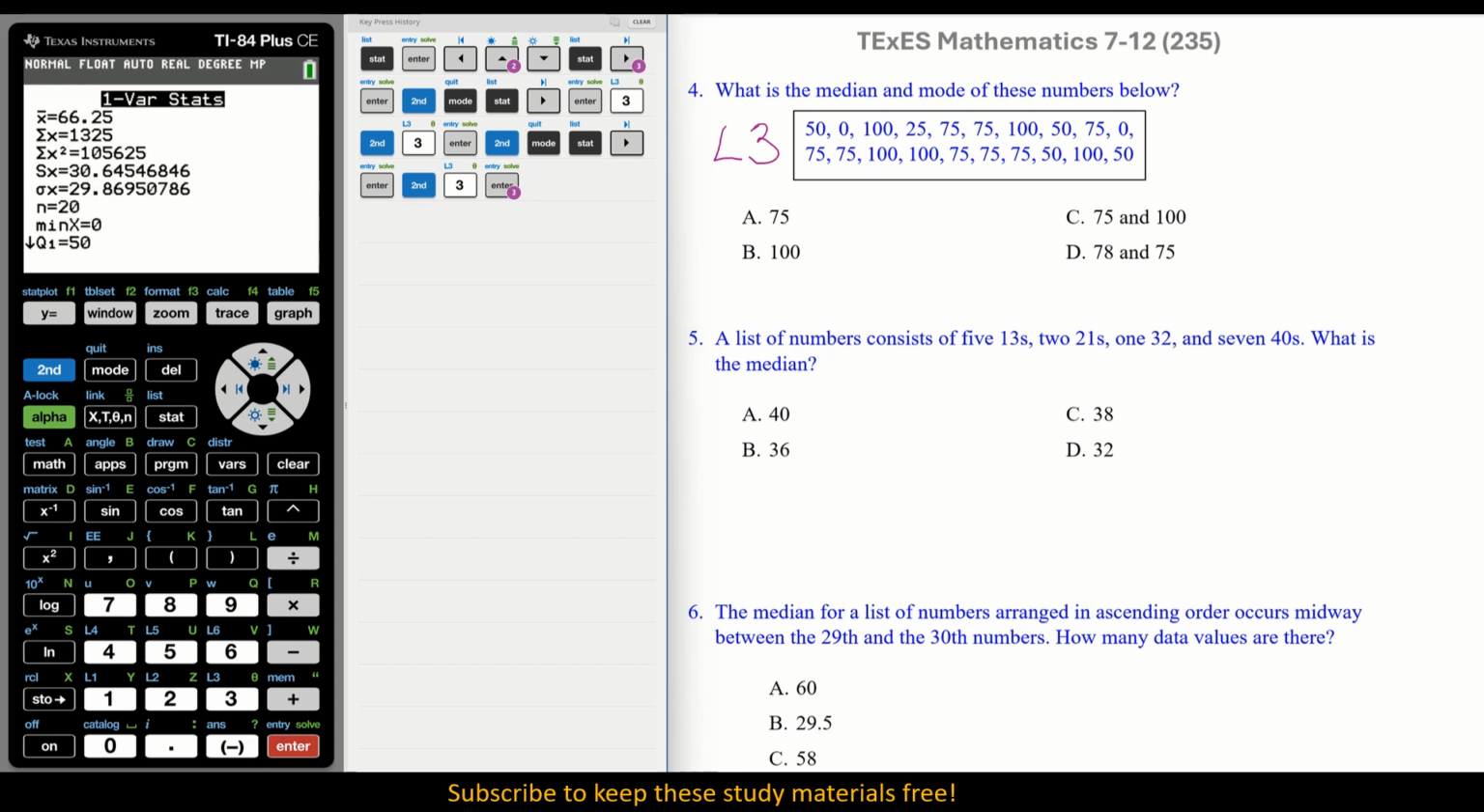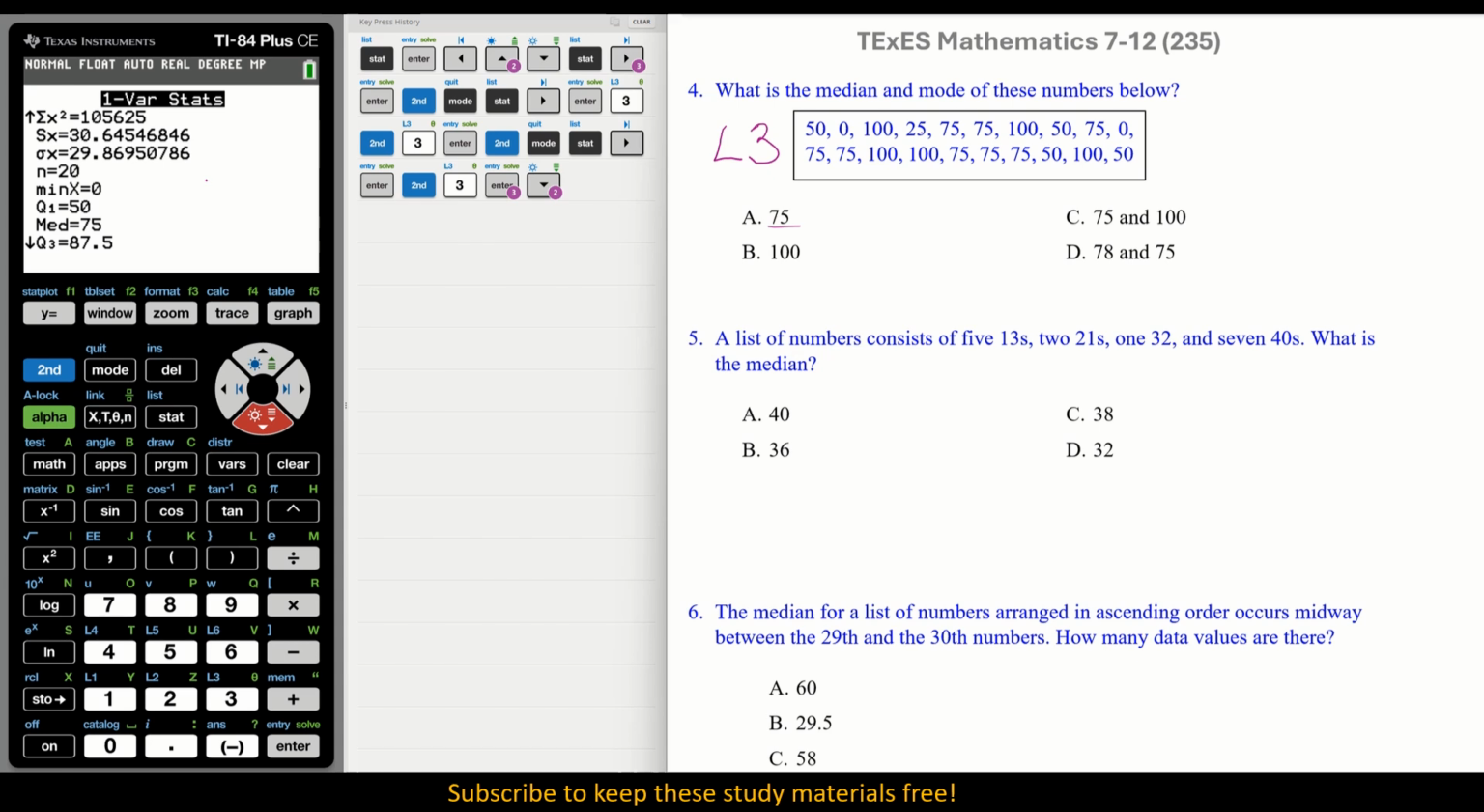We don't want a mean, we want a median. Let's see what our median is. 75, and the mode. Well, I have a 75 here and a 75 here and a 75 here. How do I find out what the mode is?